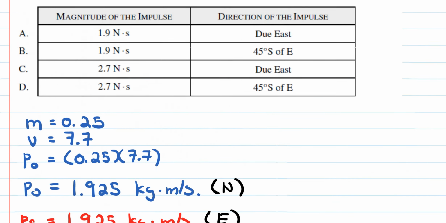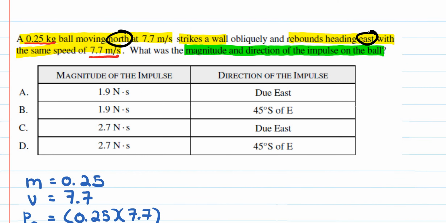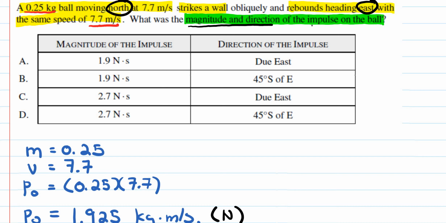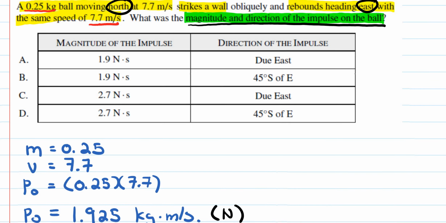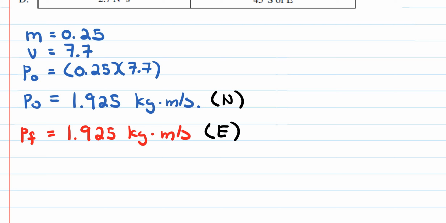Okay, so if I go back to the problem, it does state that the ball is going in the east direction after hitting the wall. Once again, we want to find the magnitude and direction of the impulse on the ball there. Now that I have some information, let's go ahead and start solving the problem.